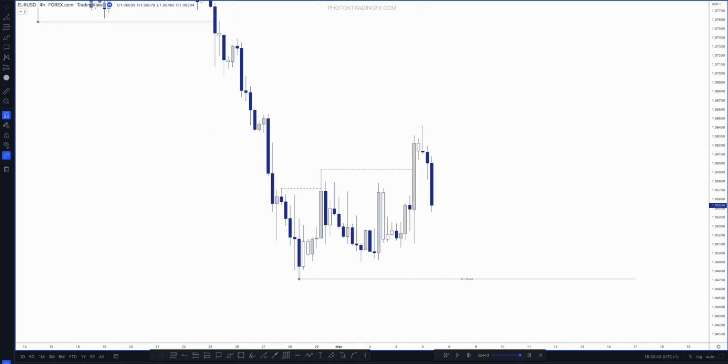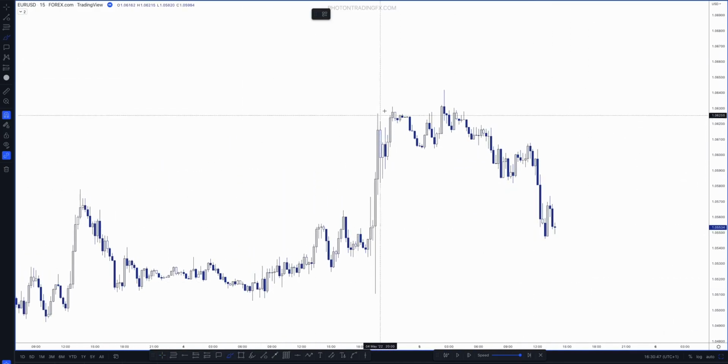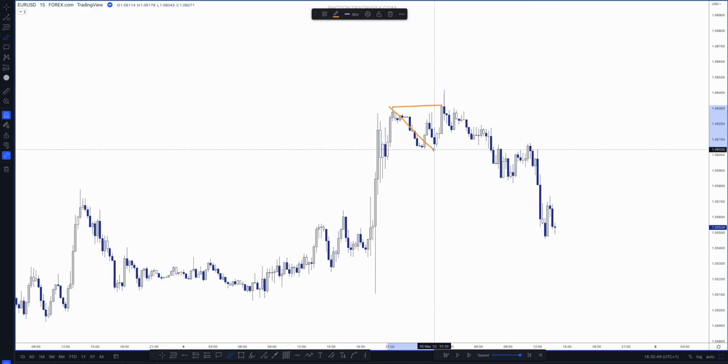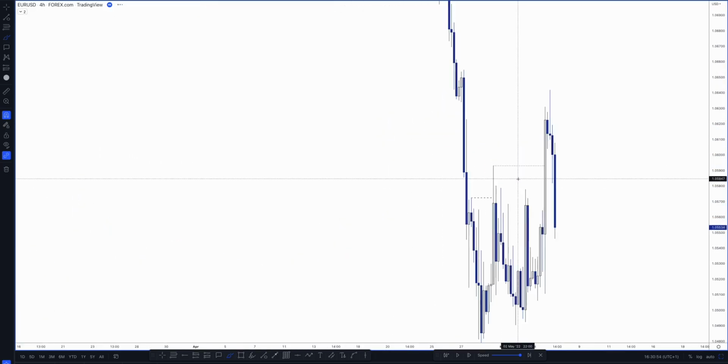Let's just double check on the lower time frame that it did happen in that order. Yes, it did. You can see here, that's the high. So price pulls back, then it takes the high, then it takes the low. So there's your bearish CHoCH. Signals at least an internal pullback.